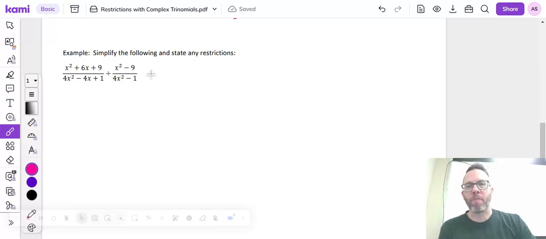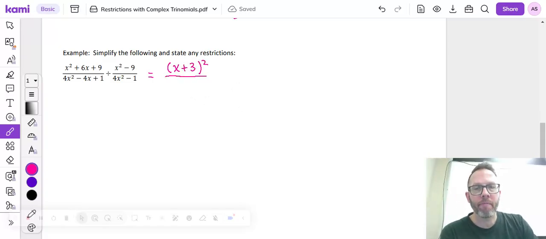So let's start by factoring. On the top, what adds to 6 and multiplies to 9? 3 and 3. So that would be x plus 3 squared. On the bottom, 4x squared minus 4x plus 1.